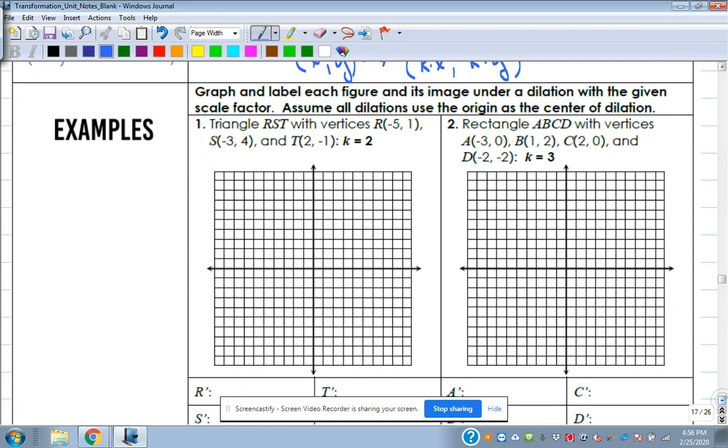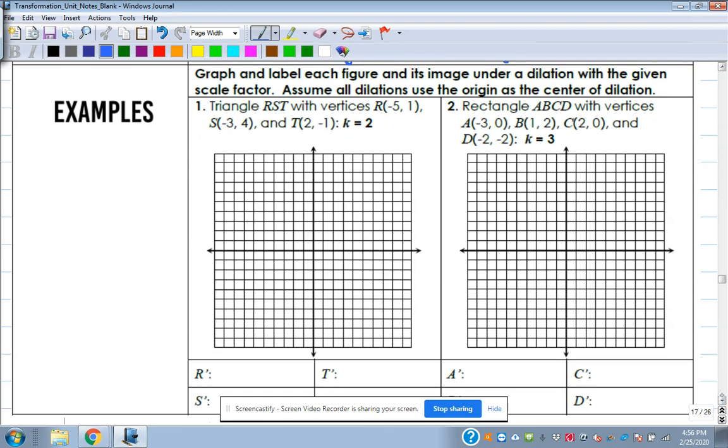So we're going to do a couple of examples here. We'll do an example of an enlargement and an example of a reduction. So in an enlargement, what does K have to be? Bigger than 1. So example 1 and example 2 are both enlargements because K is 2 and K is 3. So I'm just going to do example 1 with an enlargement. And I'm going to, again, graph the pre-image in blue and the image in red.